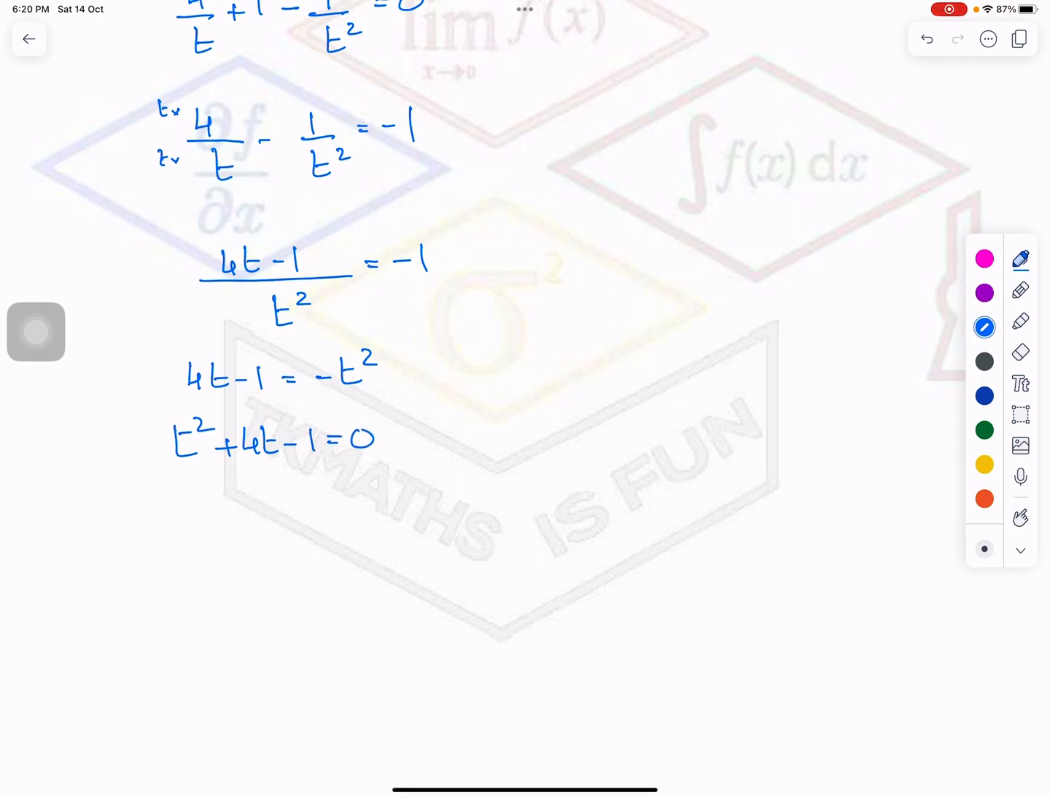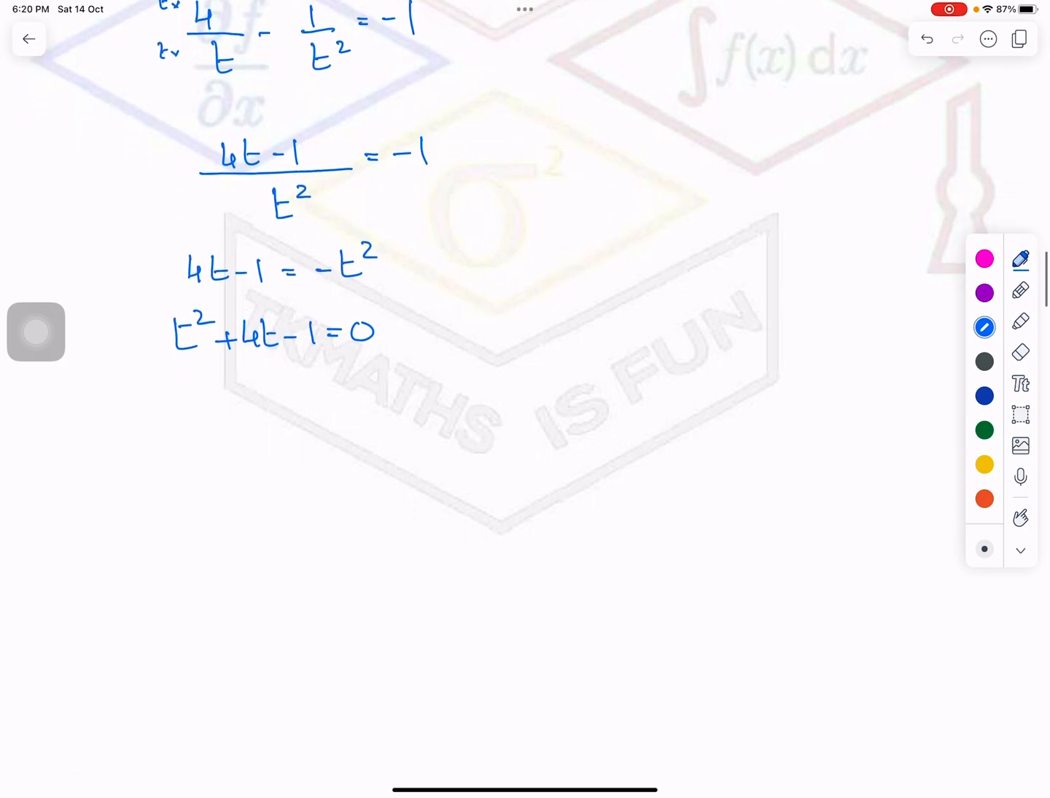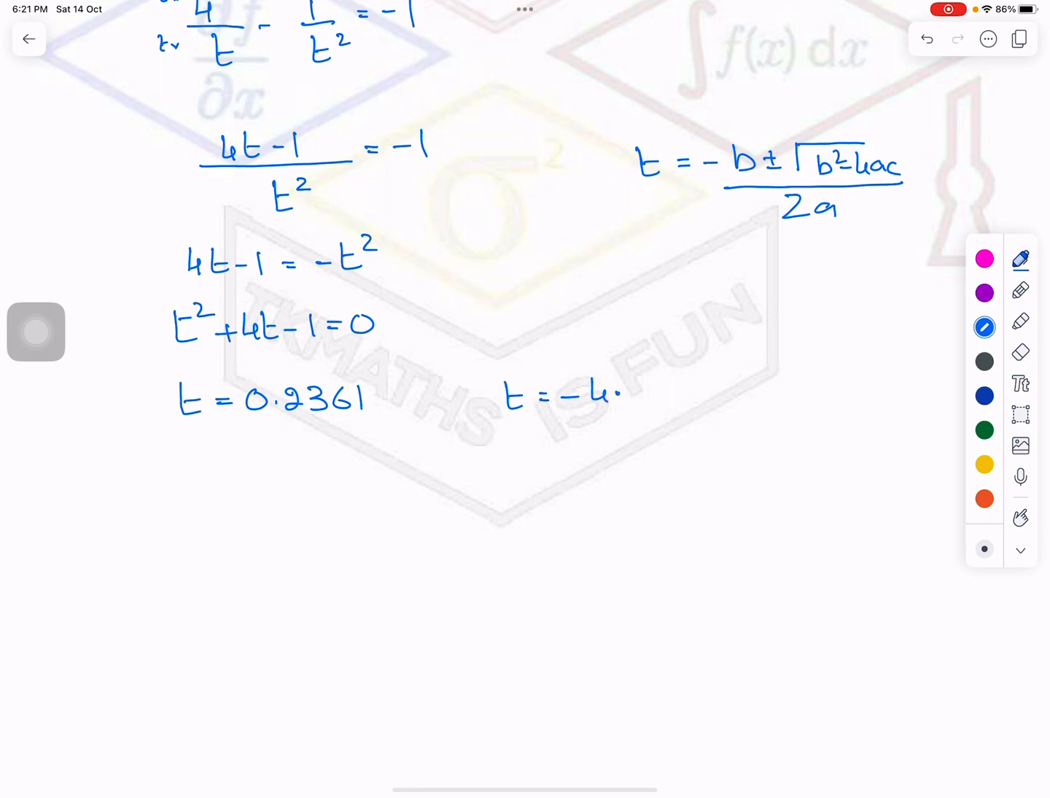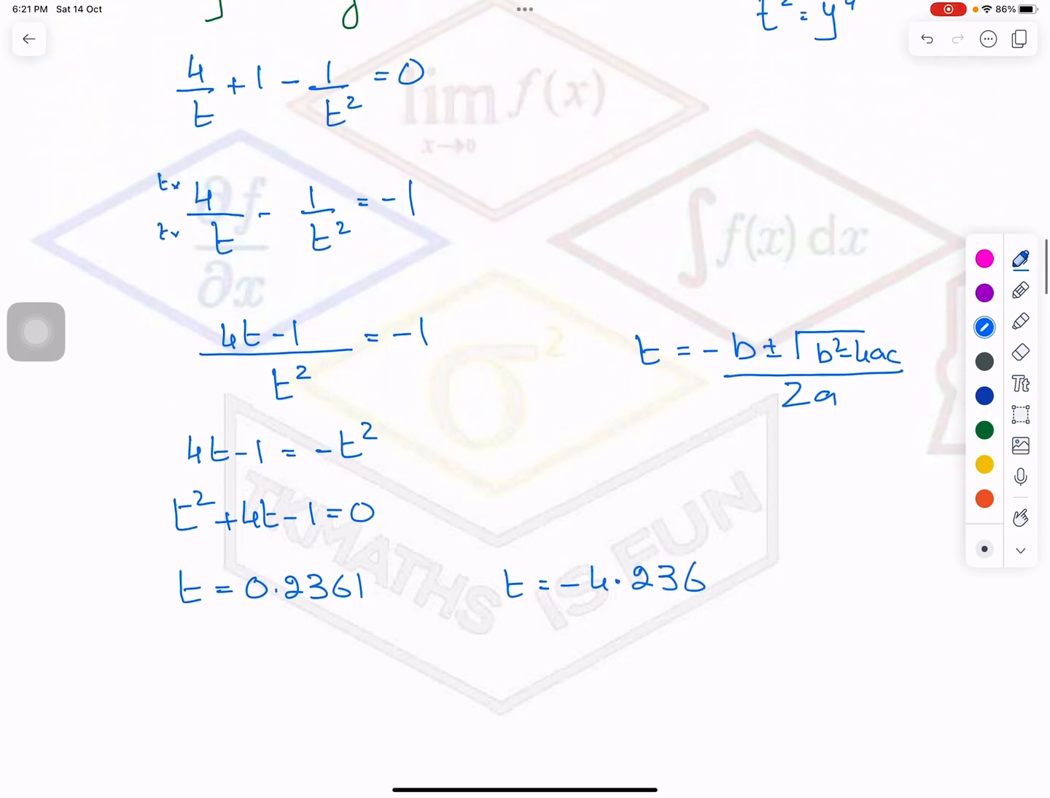I hope all these steps are clear. If any step is not clear and you have any question, you can put it in the comments box, right? Now I will use the quadratic formula. Because the variable is t, t equals minus b plus minus square root of b square minus 4ac over 2a. Or you can use the calculator directly like I was doing in the previous cases. I get the values using the calculator: 0.2361, and the other value is minus 4.236. But our target is to find the values of y.